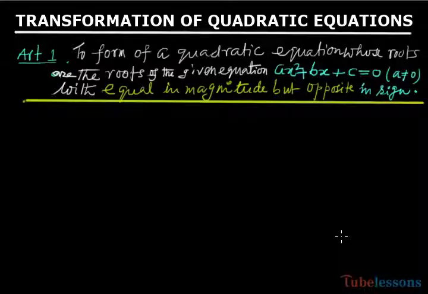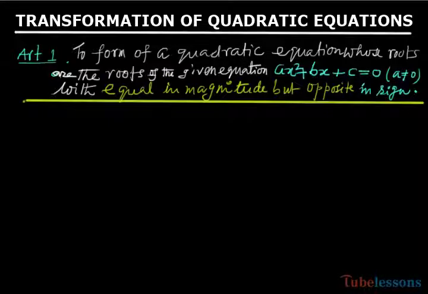Hello friends, today we are going to discuss the transformation of quadratic equations. The first article is to form a quadratic equation whose roots are the roots of the given equation ax square plus bx plus c equals to 0, where a not equal to 0, with equal magnitude but opposite in sign.